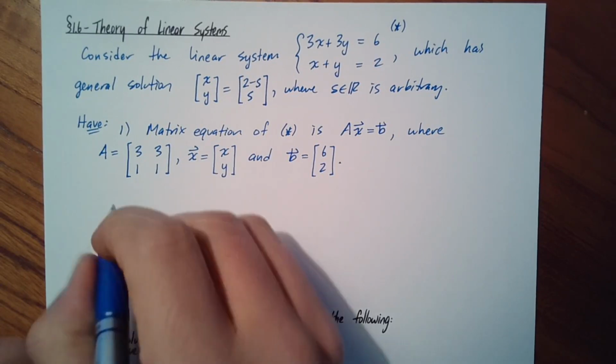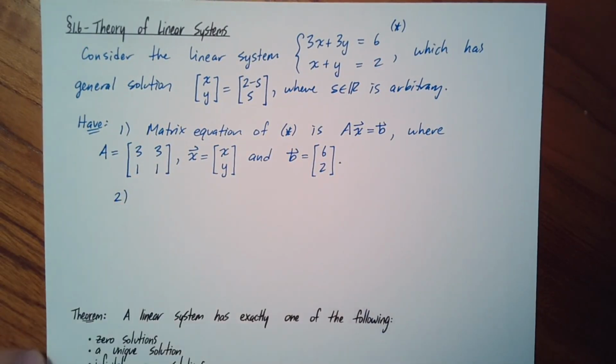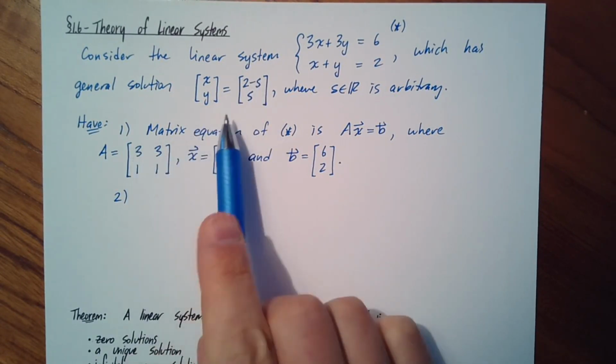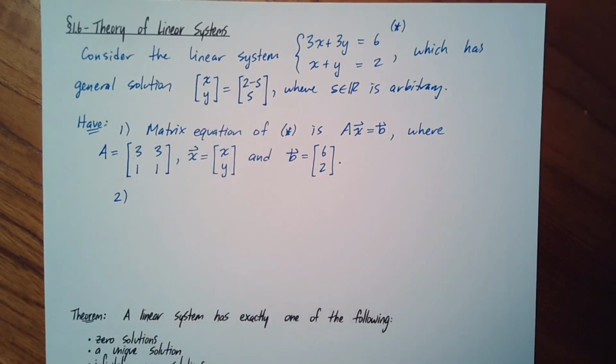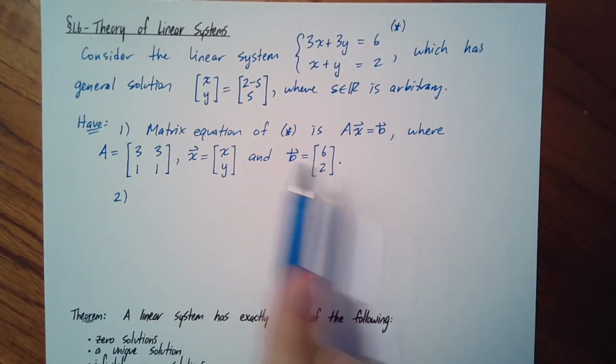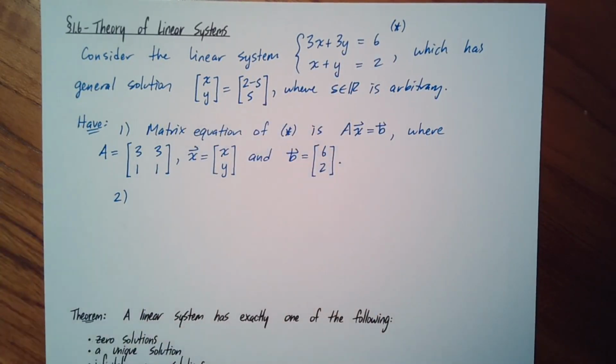Okay, and the second thing we can point out is that, well, by choosing values of s, we can generate as many solutions as we like, right? This is an example of a linear system with infinitely many solutions. Whenever you have a parameter in your solution, you know you have infinitely many solutions.